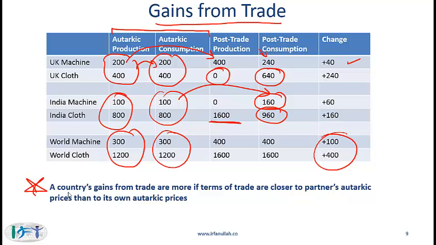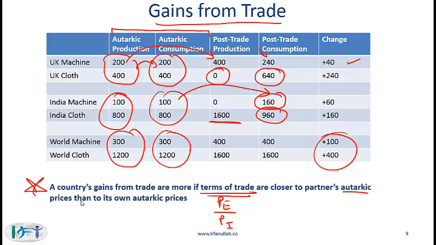Here is another point to consider, which is related to prices. A country's gains from trade are more if terms of trade are closer to partners' autarkic prices than to its own autarkic prices. And I emphasize this here because when countries trade, then obviously there is a certain amount of gain, but how much is that gain? Let's go back to some terms that we saw earlier. Terms of trade was basically the price of exports divided by price of imports.